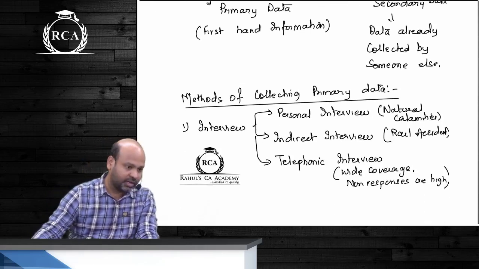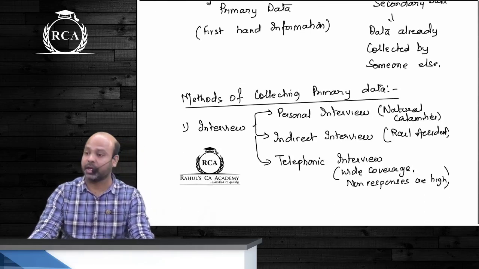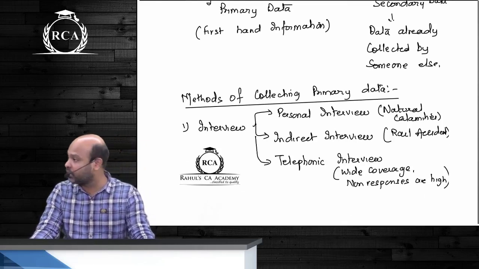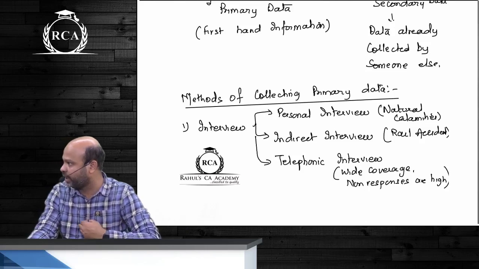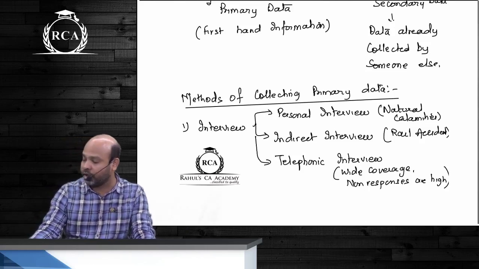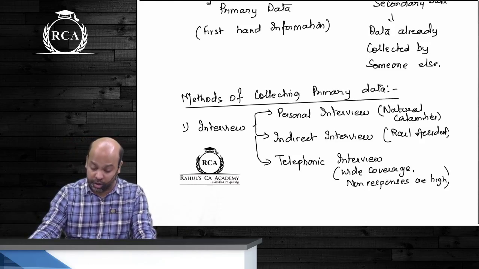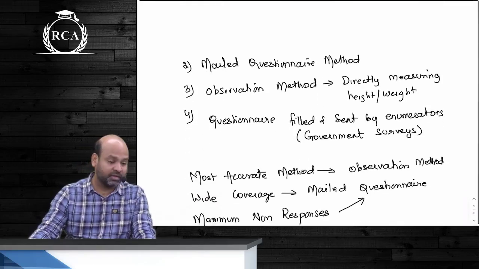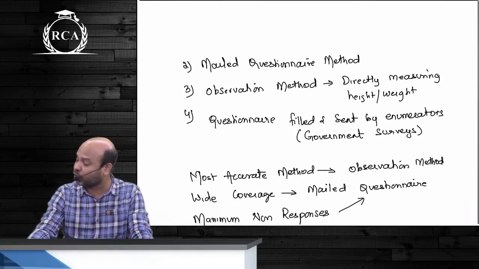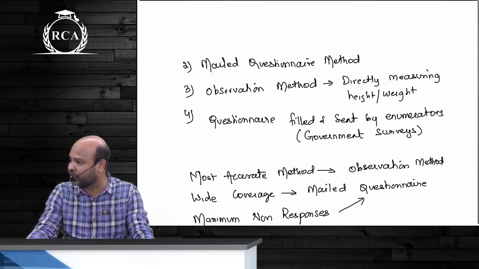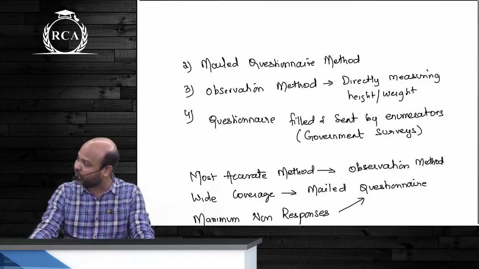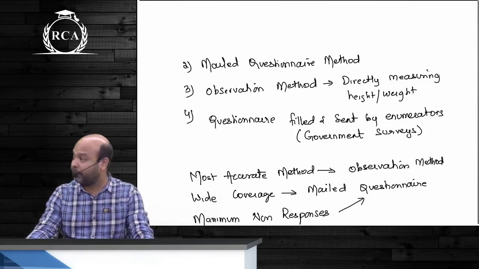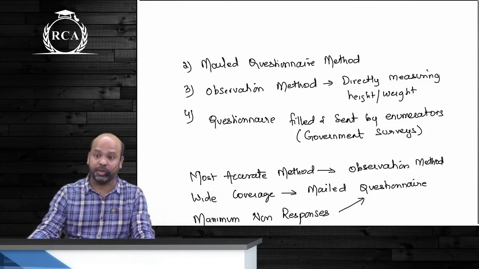Personal interview, as said, will be used in case of a natural calamity. Indirect interview will be used in case of a rail accident. And then the last one, telephonic interview would have wide coverage among all the interview methods, and it will also have maximum number of non-responses under interview method. Observation method is used wherein you can directly measure a quantity, so you're not asking the respondent anything, you are in fact measuring the end value, which is the most accurate one, observation method, but it is also time consuming. Mailed questionnaire method, a list of questions is prepared and sent to the respondents.